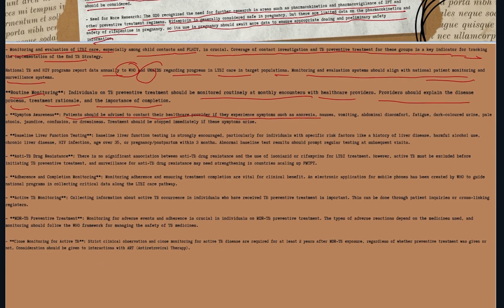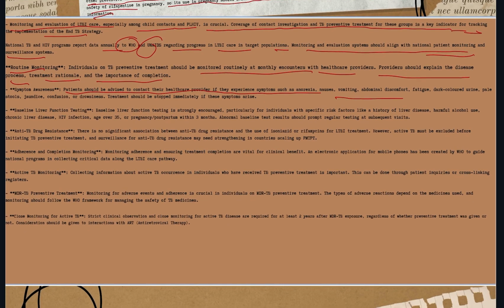Routine monitoring. Individuals on TB preventive treatment should be monitored routinely at monthly encounters with healthcare providers. Providers should explain the disease process, treatment rationale, and the importance of completion of treatment. Patients should be advised to contact their healthcare provider if they experience symptoms such as anorexia, nausea, vomiting, abdominal discomfort, fatigue, dark colored urine, pale stool, jaundice, confusion, or drowsiness.